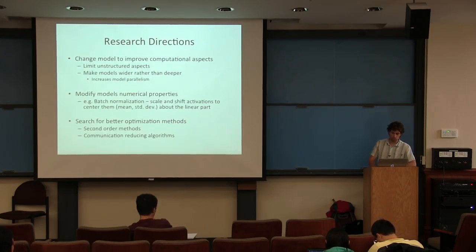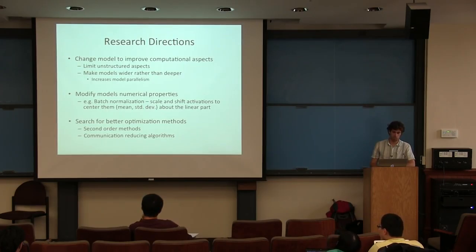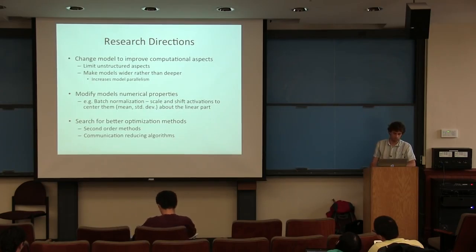Some of the research directions that people are looking into now. One of the things is, how can we actually change the model itself to improve the computational aspects? The big theme of this talk is how to exploit structure in terms of improving your computational efficiency. So how can we change our model to be more structured? Using more CNN type models instead of parse tree based models is one of the things that can be exploited.